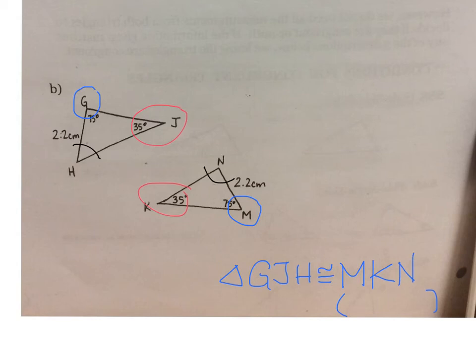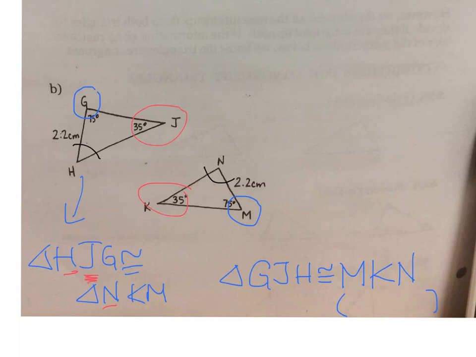Keep in mind, you could start with any angle when you're naming a triangle. So if I named this triangle here, triangle HJG, that's perfectly fine. But when I said it was congruent to the other triangle, I would have to say it's congruent to triangle NKM, because angle H corresponds to angle N, angle J corresponds to angle K, and angle G corresponds to angle M. So make sure that you can name them in whatever order you'd like, but that the second triangle has the correct order that shows which sides correspond.